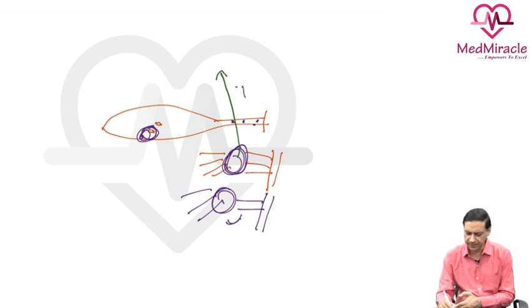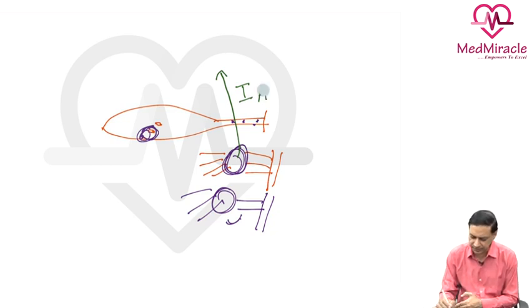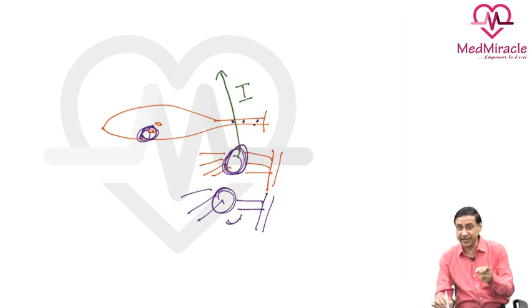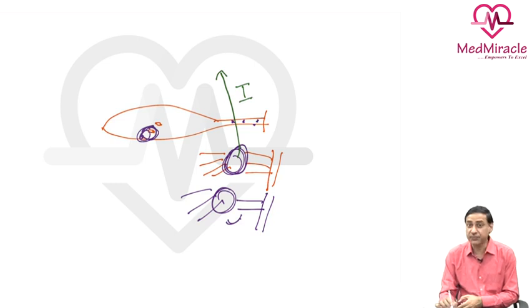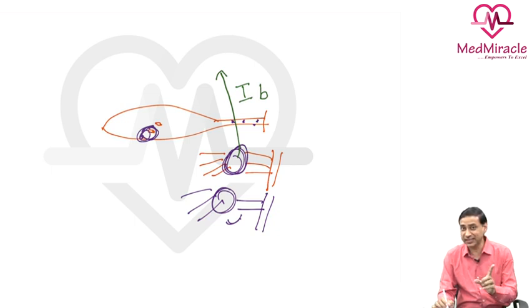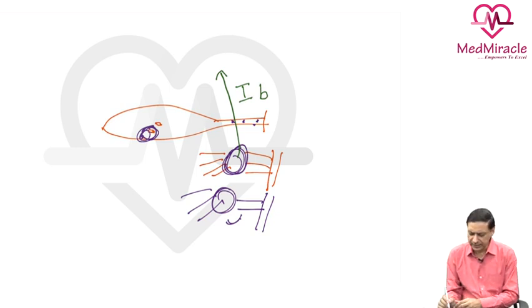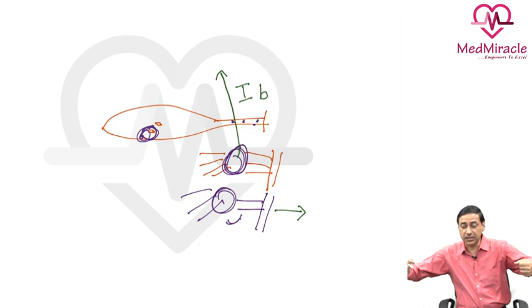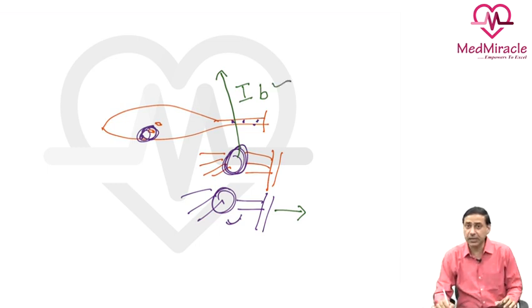This afferent is 1A. Sorry, this is not 1A. What is the afferent from muscle spindle? 1A and 2. What is the afferent from Golgi tendon organ? It is 1B fiber. From muscle spindle 1A and 2. From Golgi tendon organ, it is 1B fiber. Okay? If this muscle is stressed, if I stretch this muscle, this 1B fiber will fire.